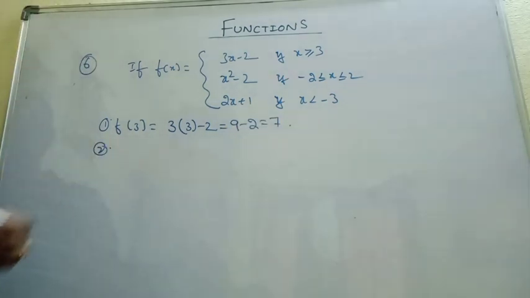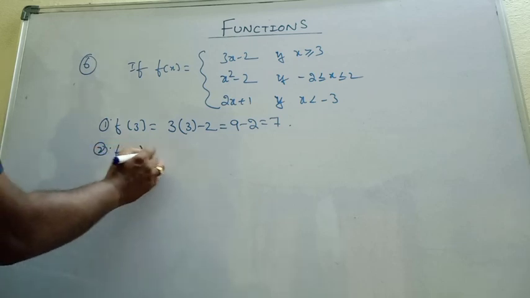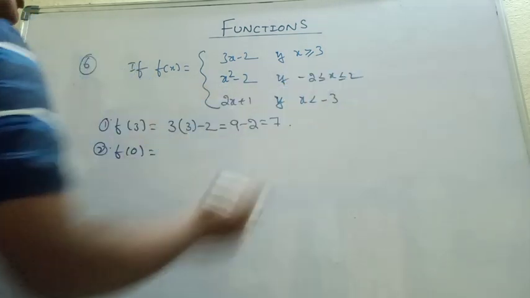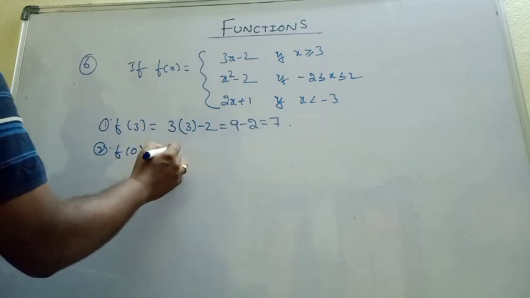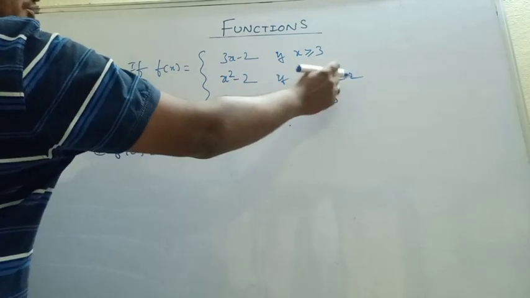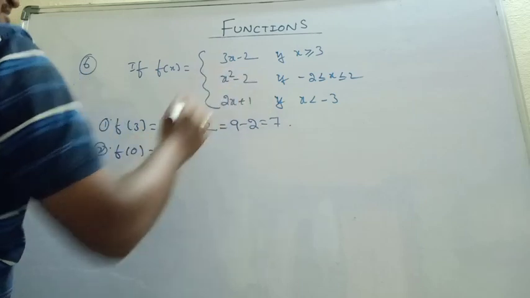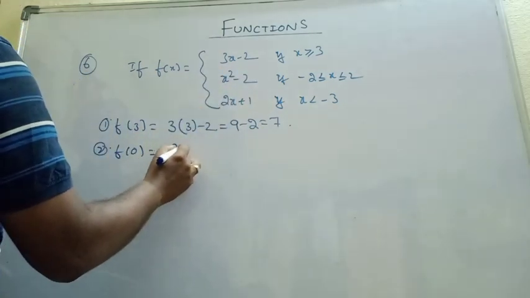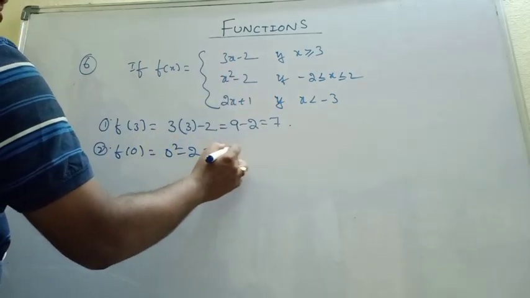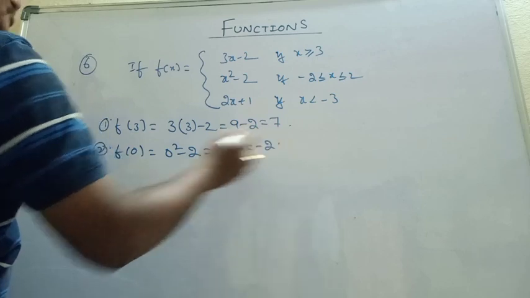Next we have f of 0, where 0 belongs to minus 2 to 2. Therefore I have to take this function: 0 square minus 2, that is 0 minus 2, which equals minus 2.